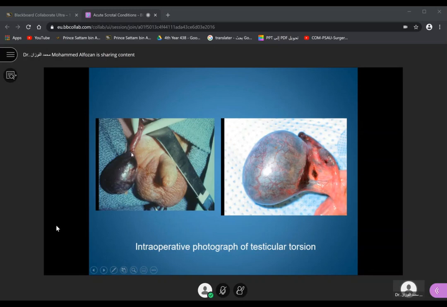As you can see here, the cord is inflamed and it was a severe torsion. This testis is gone, so we cannot salvage this testis. It has to be removed. But for this one, it has a good prognosis. If you wait for a few minutes, the blood supply will go back.